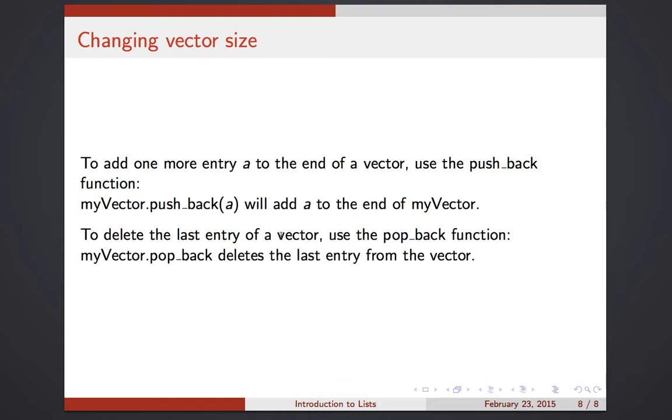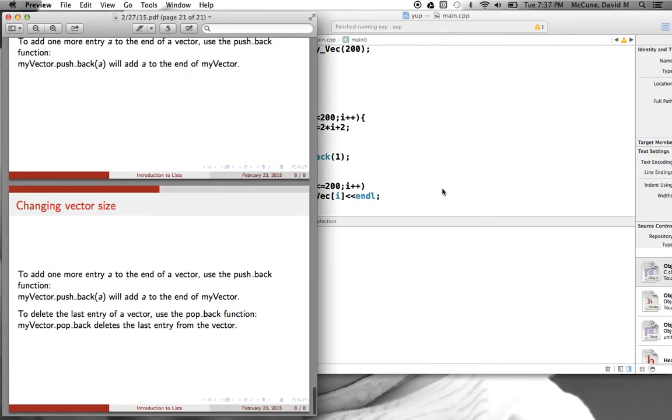You can also take entries off of the end of a vector, and that's using a pop_back function. And I see a typo here. You actually need empty parentheses there, but whatever. So let me show you that.